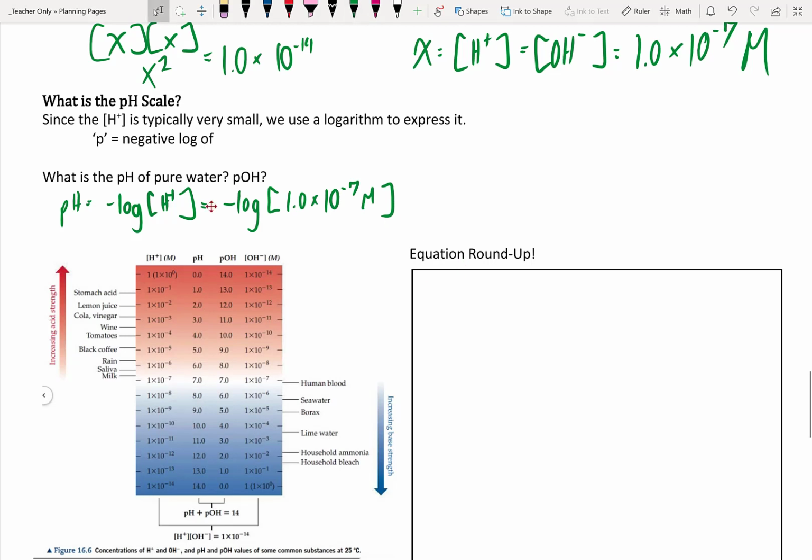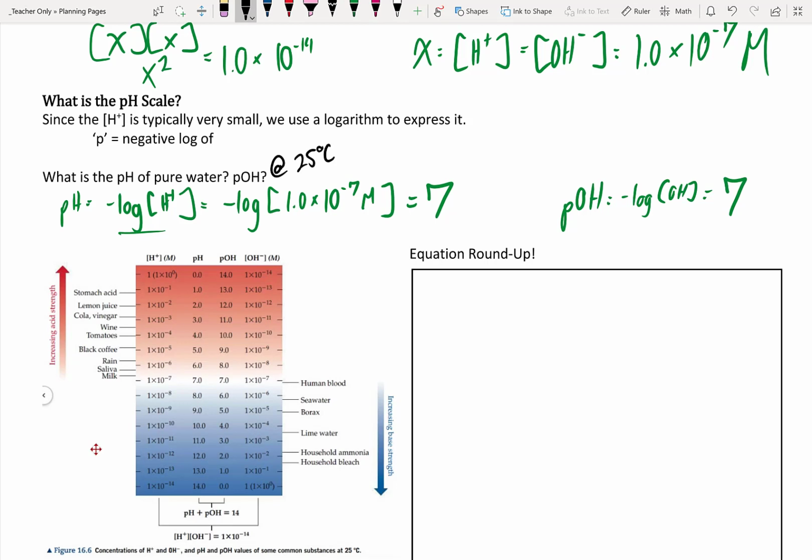Now, you guys might remember logs. A log means 10 to what power is 1 times 10 to the negative 7? Well, 10 to what power is 10 to the negative 7? Negative 7. And then we have the negative of that number. So the pH of pure water is 7. And that means that the pOH of pure water, it's going to be the same formula, is also going to be 7. And just so that we're being specific, this is at 25 degrees Celsius.